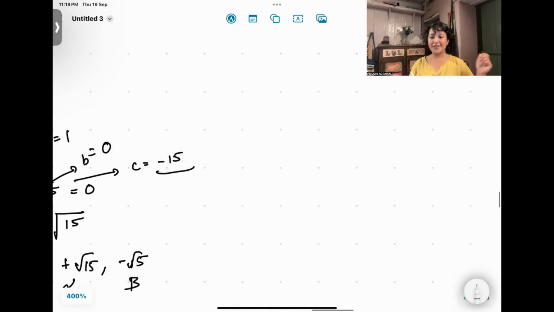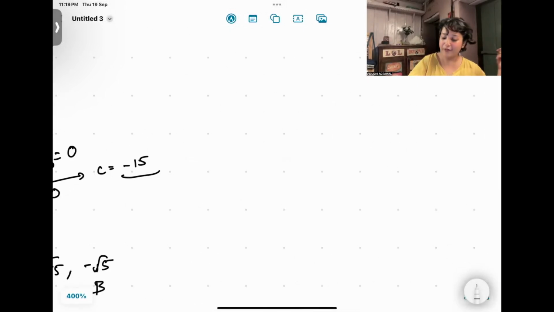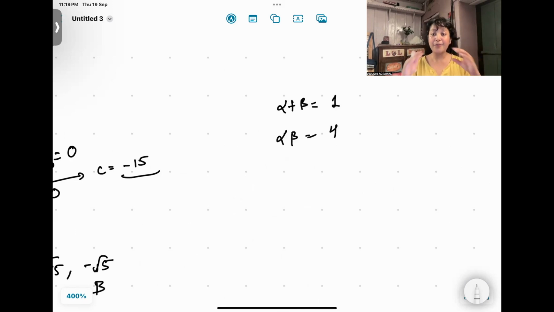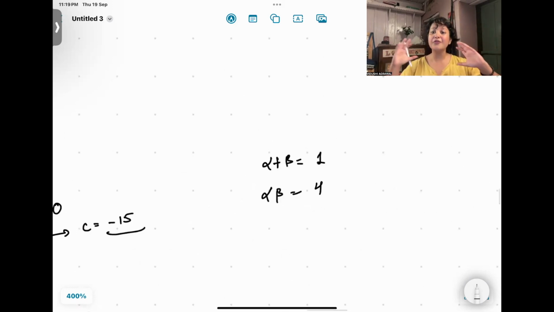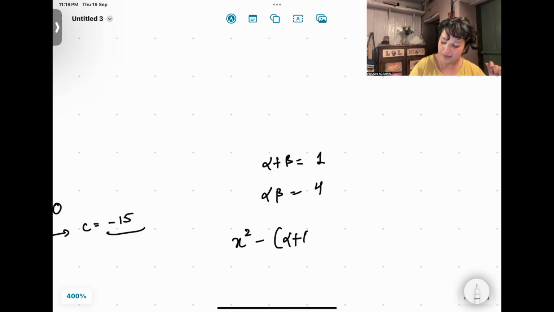For the second question, you have to assume alpha plus beta is given in your question and alpha beta is given. Let's say this is 1, this is 4. And we have to make a polynomial equation out of it. So remember the formula for it. The formula is x square minus alpha plus beta x plus alpha beta. This is the sum, this is the product. So the sum is given in our question as 1.